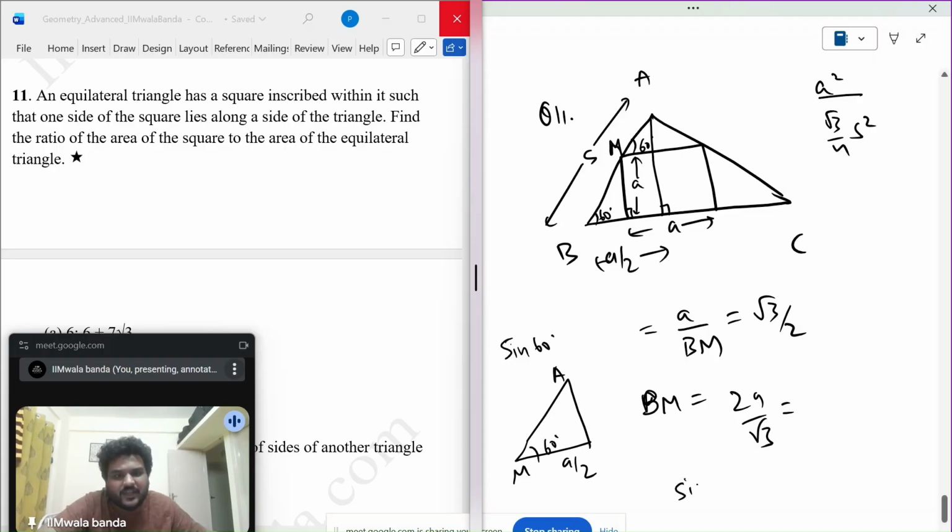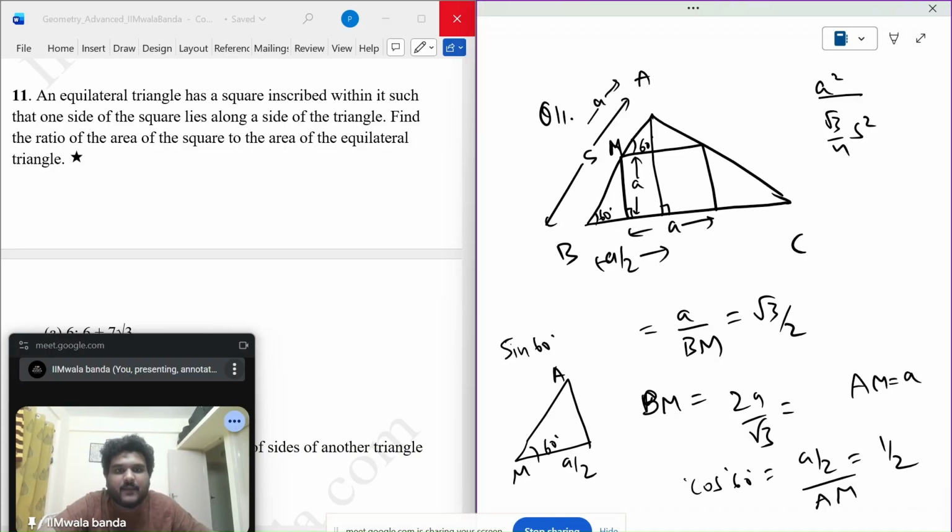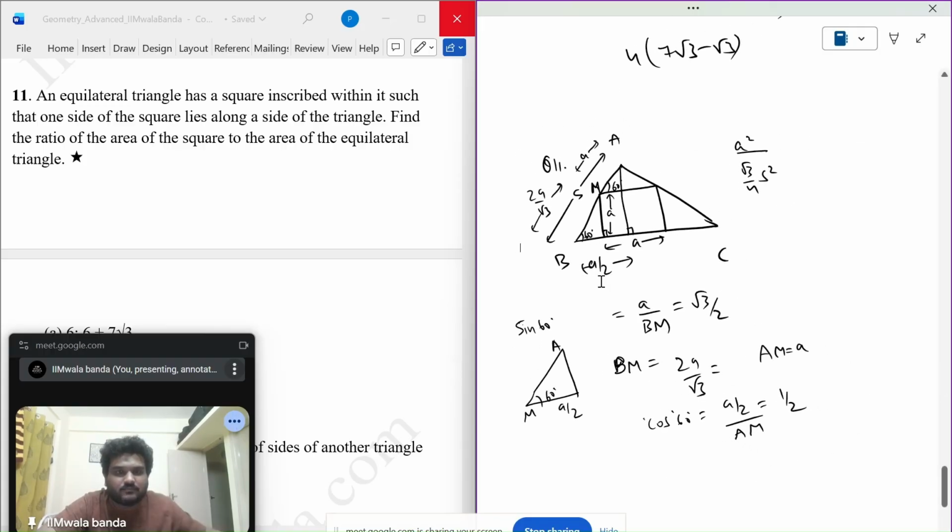So again, let's put cos 60, B upon H. So cos 60 is sine 30, which is half. So AM is A. This is A, and this we found out as 2A by root 3. And this total is S. We got our relation, right? Can I say 2A by root 3 plus A is S, or 2 plus root 3 upon root 3 into A is S?